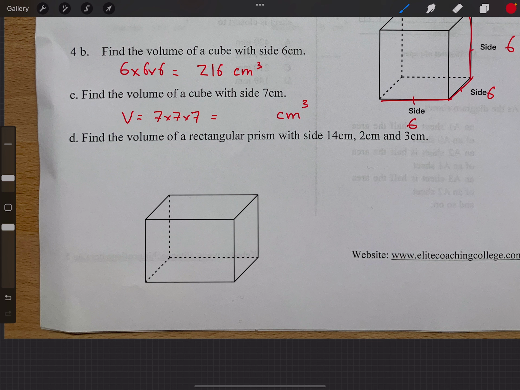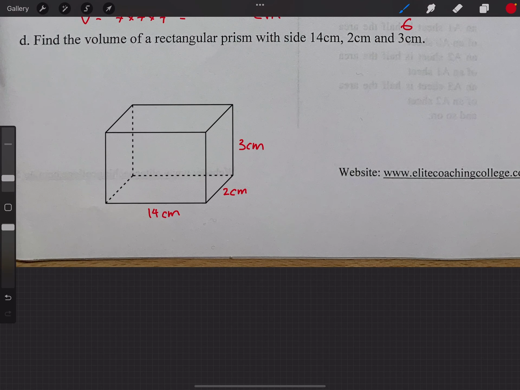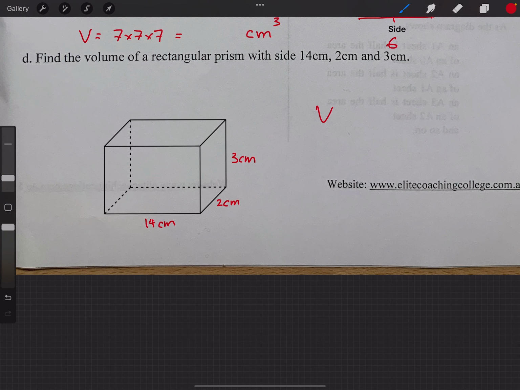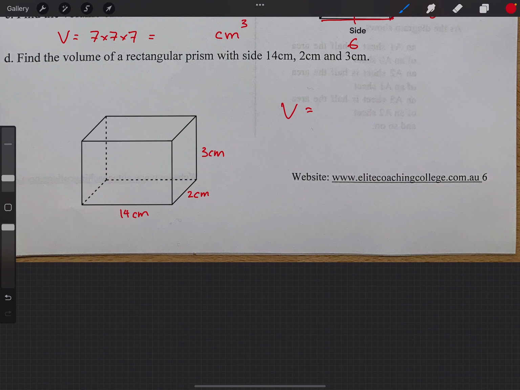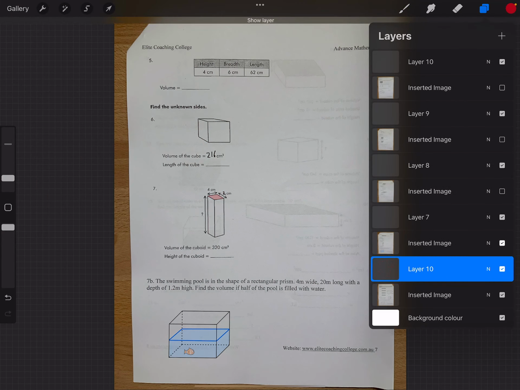Next one, question D. Find the volume of a rectangular prism with sides 14. So I imagine this should be 14 centimeters. This will be 2 centimeters and this will be 3 centimeters. Now this rectangular prism is obviously not to scale. So to find the volume, obviously we know how to do that, right? Length times width times height. So 14 times 2 times 3. Get the answer. And remember, because everything's in centimeters, the units will be in centimeters cubed. Alright, easy enough. Next page.